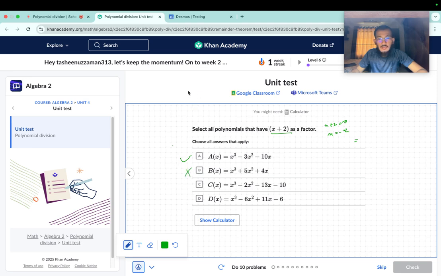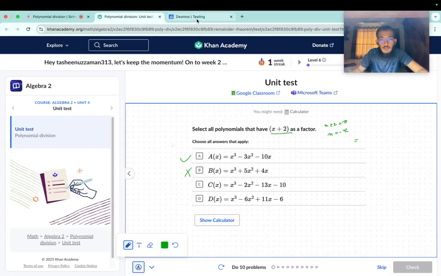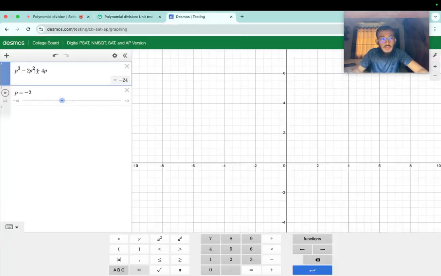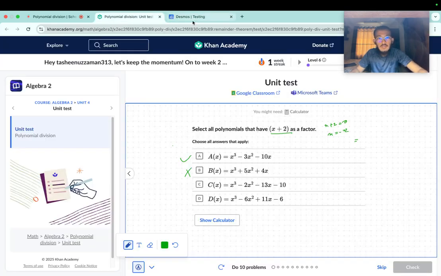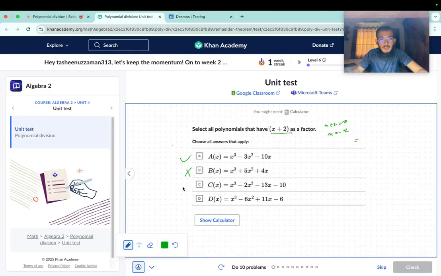X cubed negative 2x squared, negative 13x, then we have negative 10. Remainder is 0, so we also select C.